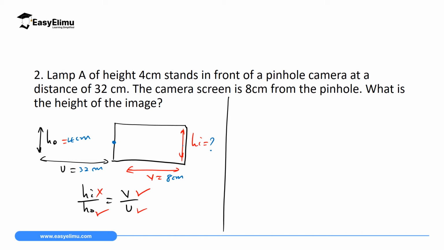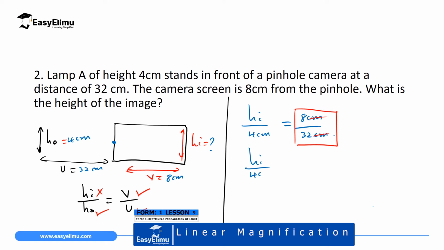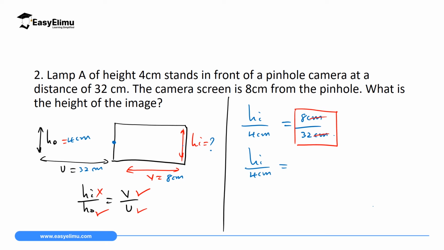In this case, it will be HI divided by HO, which is 4 centimeter, is equals to V, which is 8 centimeter, divided by U, which is 32 centimeter. So in this case, you solve the right hand side here. Centimeter and centimeter will cancel out. Then we will remain with HI over 4 centimeter is equals to 8 divided by 32, which is the same as 0.25. Since the units cancelled out, it will not have units.